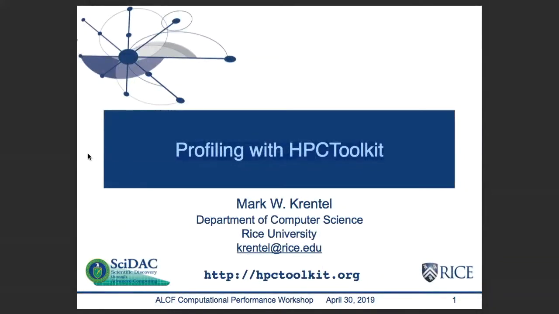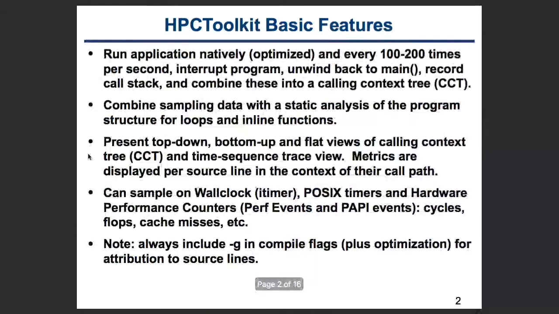So the basic idea of HPCToolkit is really pretty simple. We run your program natively, and by natively I mean optimized, and something like 100 times a second we interrupt the program and all of its threads and figure out where the instruction pointer is, unwind that back to main. That forms a path. We put all the paths together and that forms a tree. And then we present the tree to you in top-down, bottom-up, or a flat view.